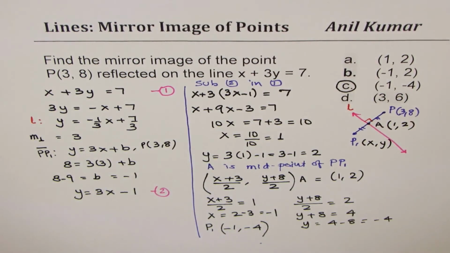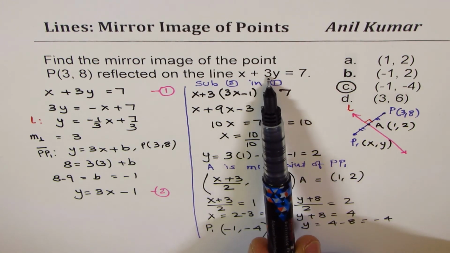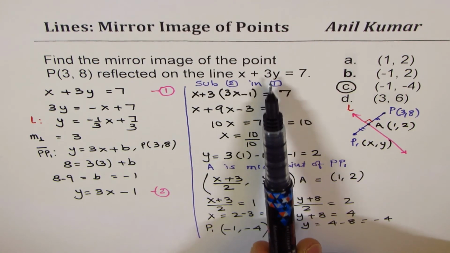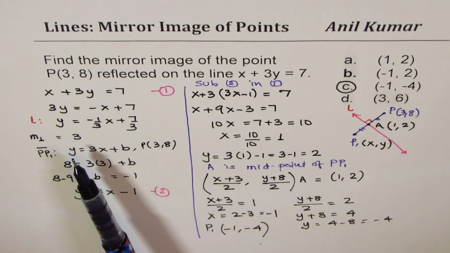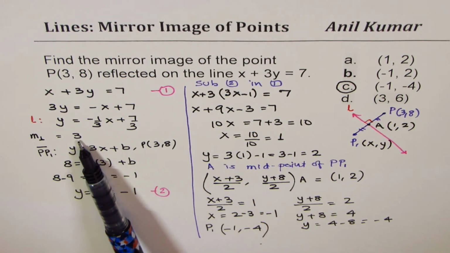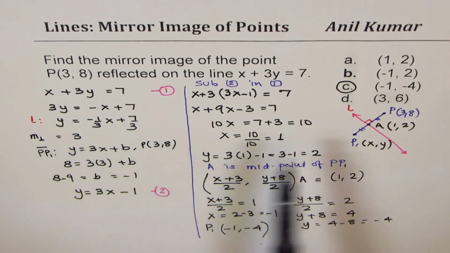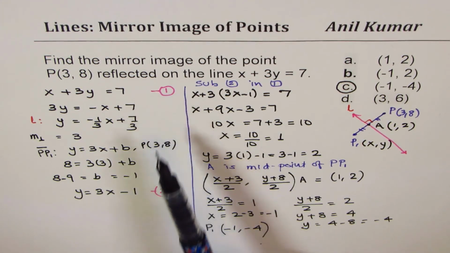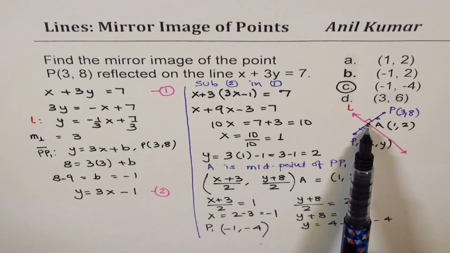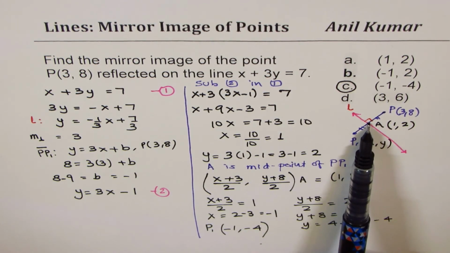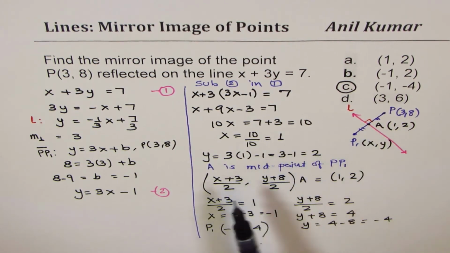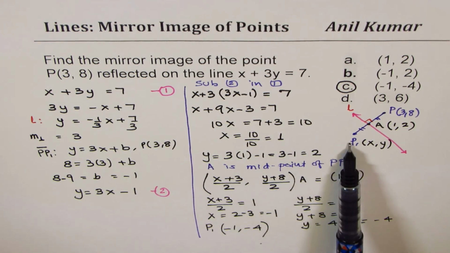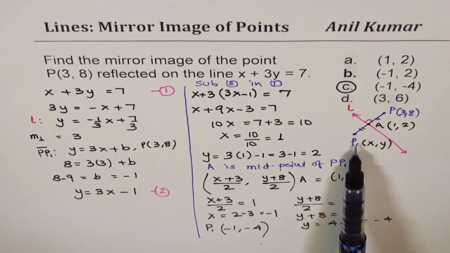So that is how you can actually solve such a question. The idea is, from the given equation, take the slope. The negative reciprocal of that slope gives you the slope of the perpendicular. Use that slope and the given point to form the second equation. Solve the two equations to find the point of intersection. That point of intersection is the midpoint. Using the midpoint, you can find the value of the image, right?